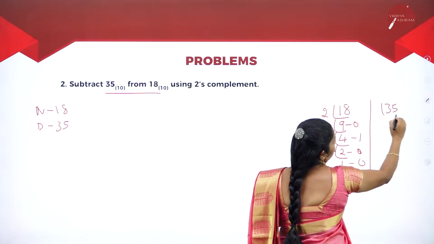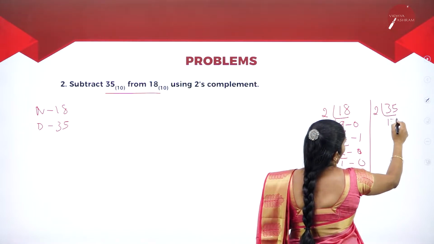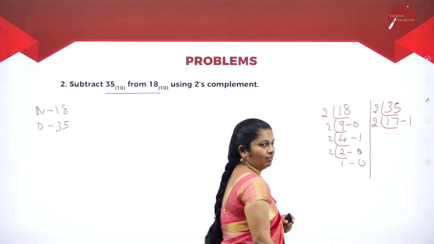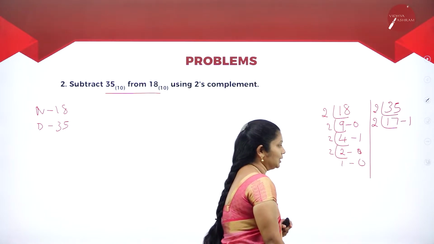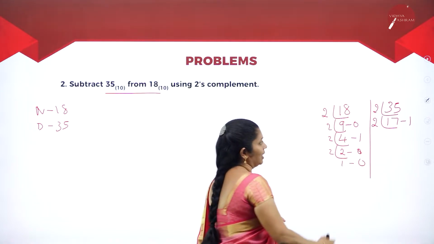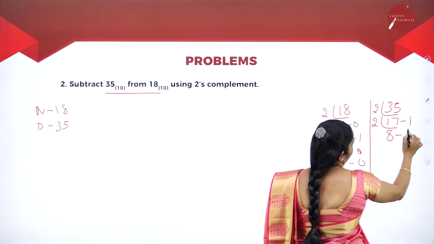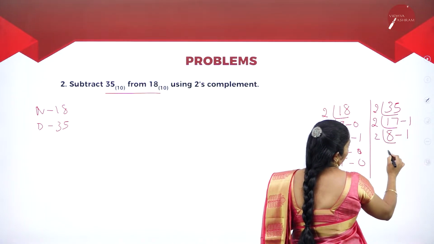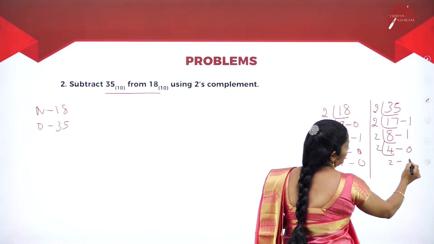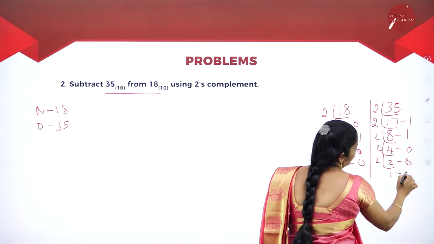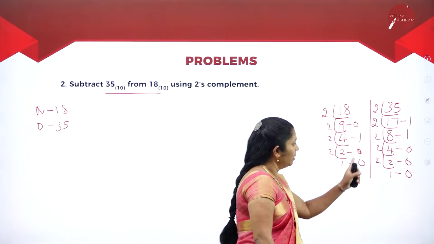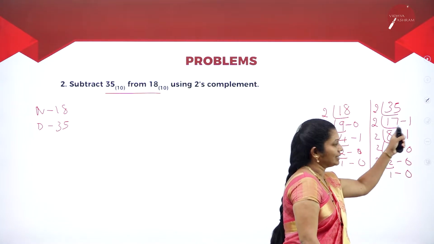For 35, 2 17s are 34, remainder is 1. Then we have to divide this 17 by 2: 2 8s are 16, remainder 1. 2 4s are 8, remainder is 0. 2 2s are 4, remainder is 0. Once again 2 1s are 2, remainder is 0. If you observe, for 18 we have 1, 2, 3, 4, 5 bits, but for 35 we have 1, 2, 3, 4, 5, 6 bits.